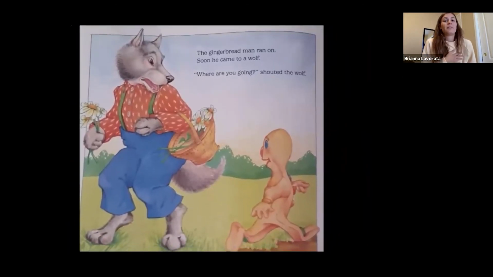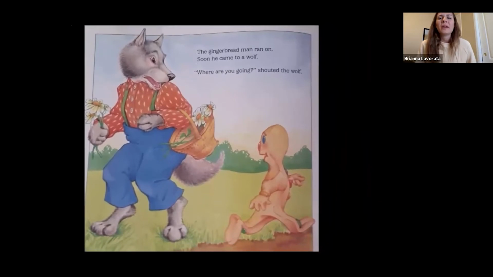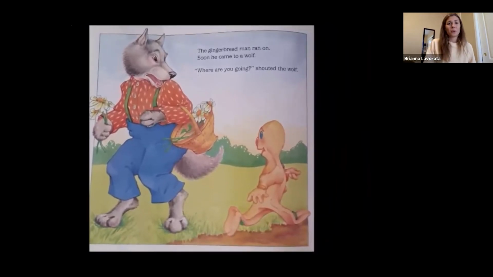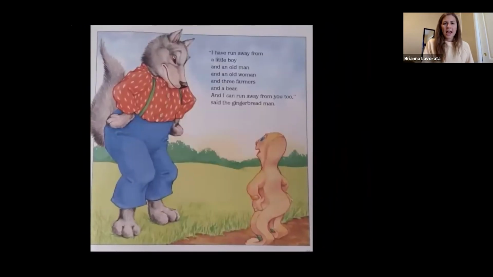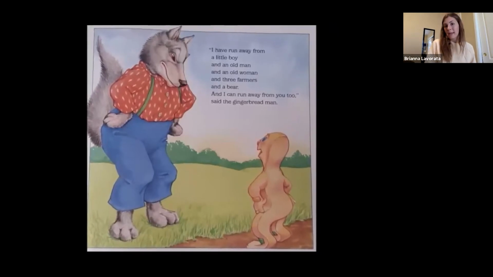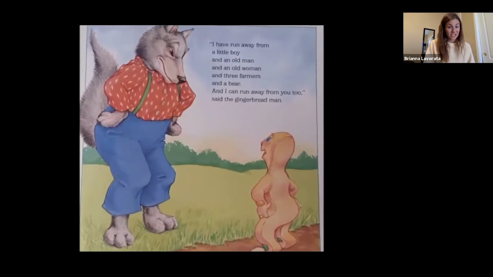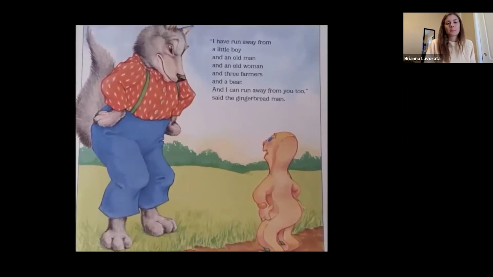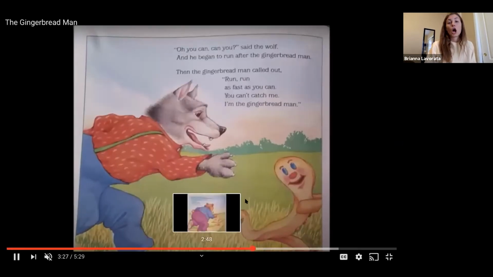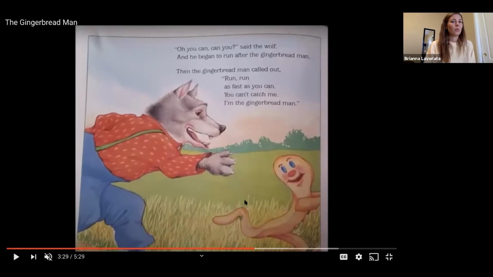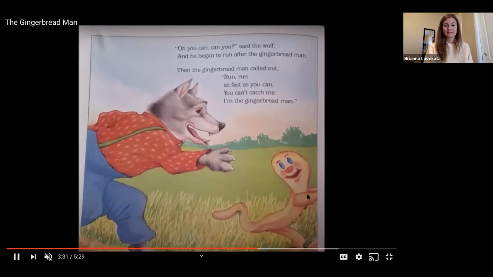The gingerbread man ran on, so he came to a wolf. "Where are you going?" shouted the wolf. "I've run away from a little boy, an old man, an old woman, 3 farmers, a bear, and I can run away from you too," said the gingerbread man. "Oh, you can, can you?" said the wolf, and he began to run after the gingerbread man. Then the gingerbread man called out, "Run, run as fast as you can. You can't catch me. I'm the gingerbread man."